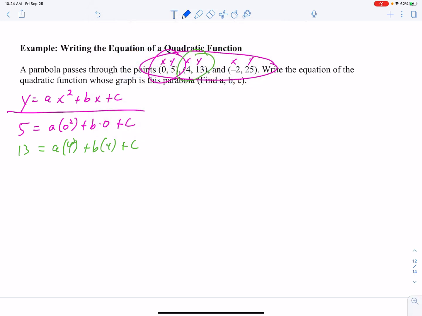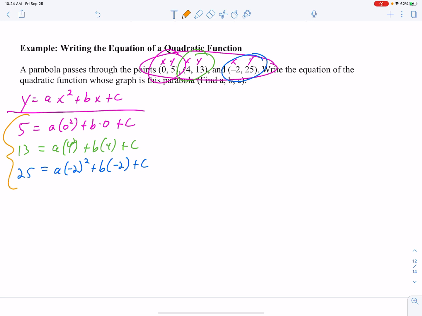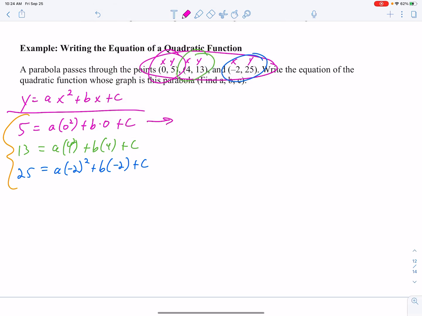And again, with that last point, we're going to say 25 equals a times negative 2 squared plus b times negative 2. And again, notice my proper usage of parentheses when plugging in. That's very important. Okay, so here we go. Let's clean up this first equation up here. Well, if all those x values are 0, that's a 0 and that's a 0 when we multiply, right? So we already know c equals 5.